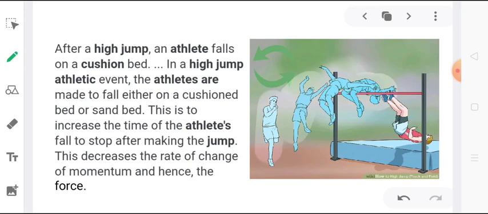This stopping force will be exerted by the ground on the body of the athlete, due to which the athlete will suffer severe injury. So obviously this needs to be avoided. So after a high jump, an athlete falls on a cushion bed. In a high jump athletic event, the athletes are made to fall either on a cushion bed or sand bed. This is to increase the time of the athlete's fall to stop after making the jump. This decreases the rate of change of momentum and hence the force. So the athlete does not suffer any injury.